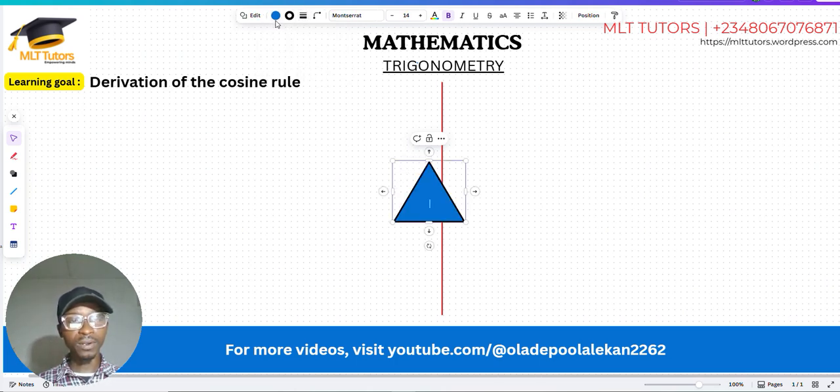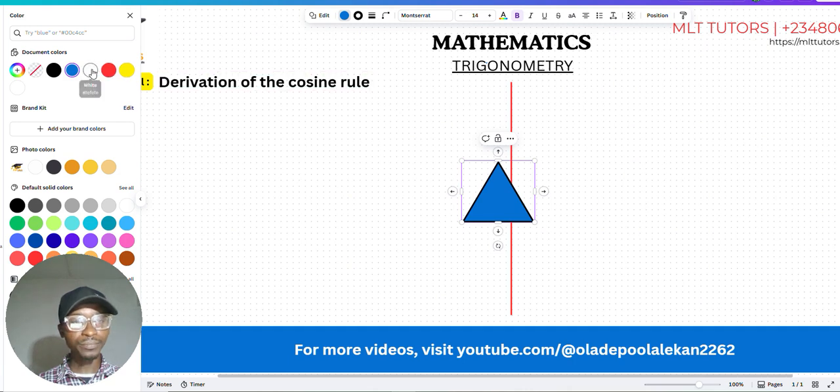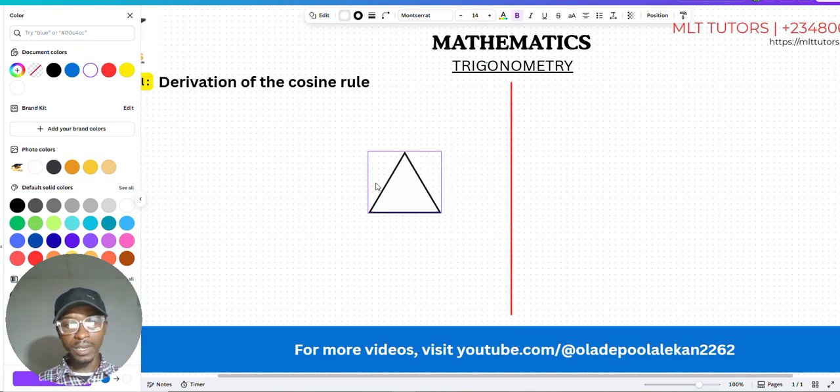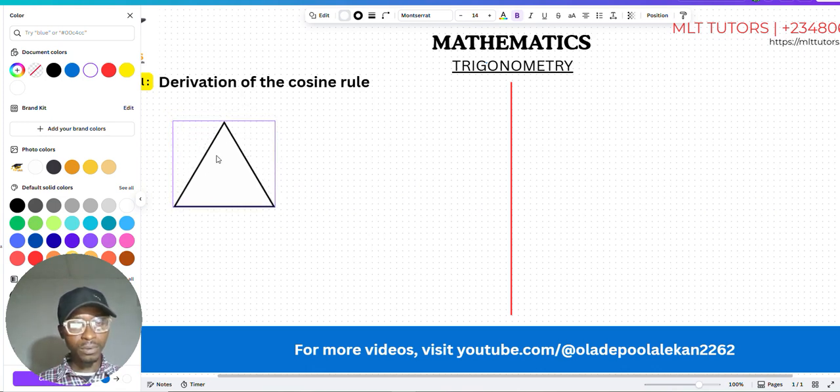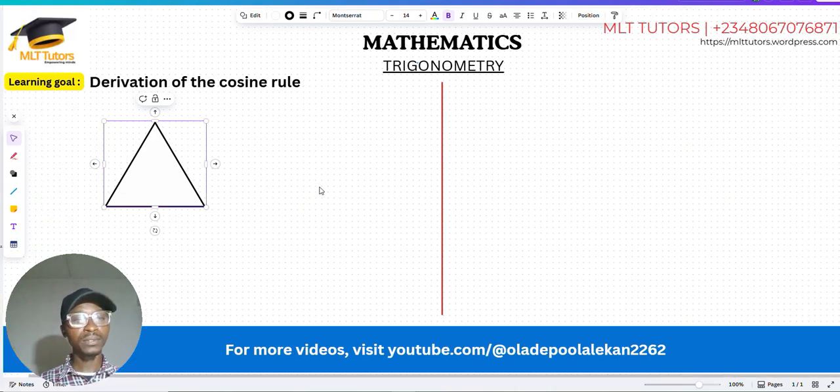Then turn the color to white. Oh, that's good. That's cool. Then let's bring it here. Let's enlarge it a little bit more. All right, perfect. That's good.